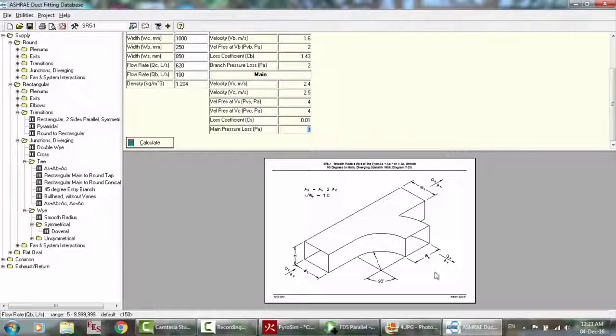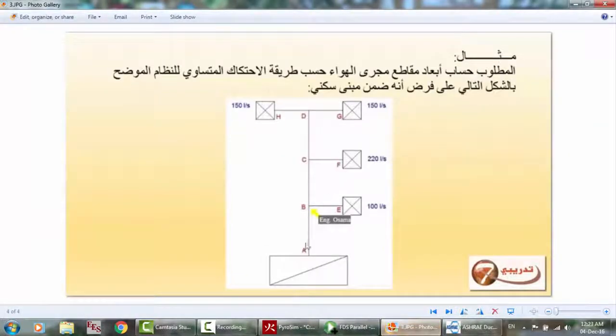Suppose that here is our single line diagram, and we have A, B, C, D, G. We assume that this main duct, up to DG, is the longest and worst path. For BE and ABE, the loss is 2 pascals.